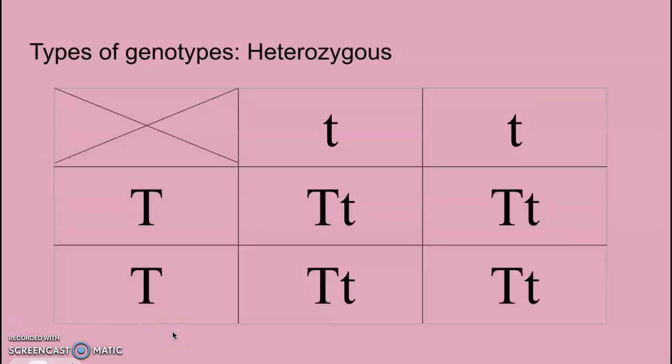Next, I'm going to talk about the different genotypes of the Punnett squares, which are heterozygous and homozygous. When you break down the word, hetero means different. As you can see, capital T, lowercase t. So this is a heterozygous Punnett square. You've got the capital T, lowercase t, capital T, lowercase t, capital T, lowercase t, capital T, lowercase t.